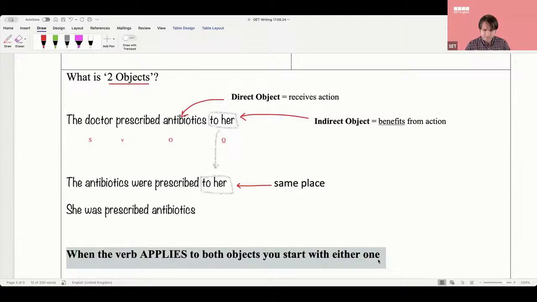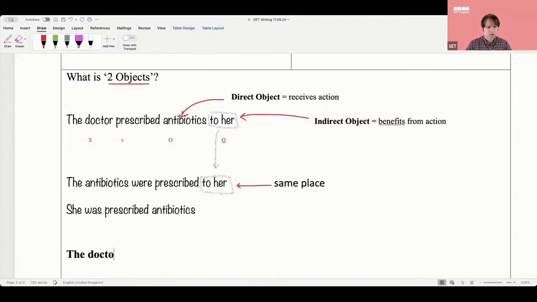Okay, let me just give you an example. Look at this. The doctor performed surgery on her.